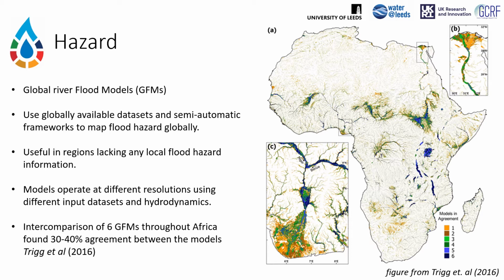Mark Trigg did a study a few years back comparing the output of 6 different global flood models in Africa. That study found between 30 and 40% agreement between the 6 models, so the models differed quite significantly. It also produced this nice graphic to the right here where you can visualize the levels of agreement between the models in Africa. You can actually download and work with the dataset shown in the figure here to the right. I'll share a link at the end of the presentation of where to download it.